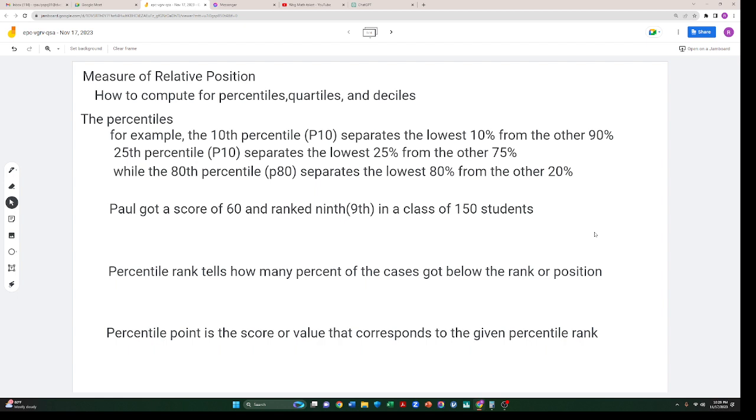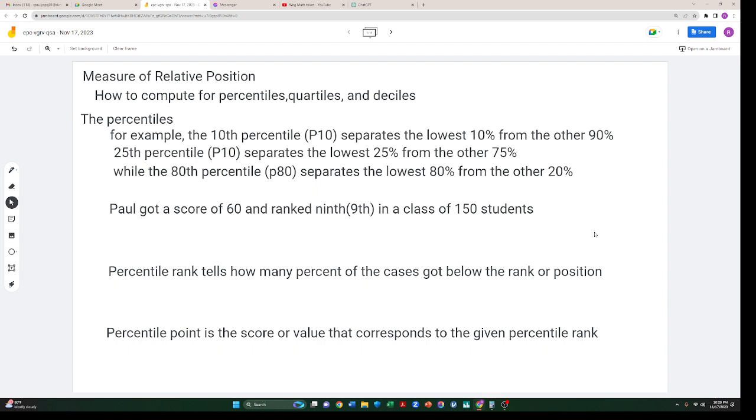Okay, in terms of rank, they are connected. Percentile represents 100%. Quartile represents 4 divided into 100, which is 25, 25, 25, 25. And then decile represents 10, 20, 30, 40, 50, 60, 70, 80, 90, 100%. So, 10 equal parts. Okay? Decile 2 is equivalent to percentile 20.